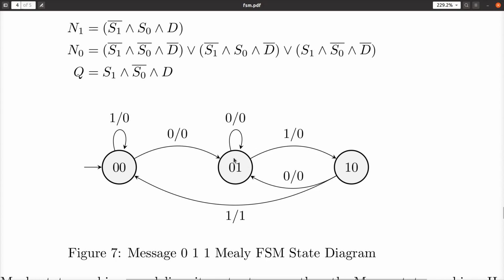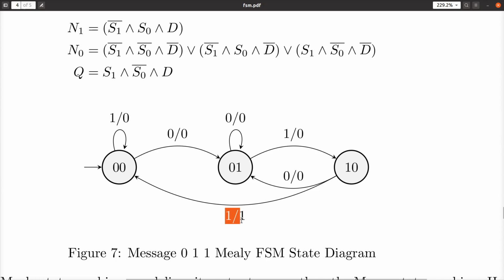If I've seen a 0 and all of a sudden I start seeing a 1, I say, aha, the next state should be 2 and output a 0, because I haven't yet seen the whole message. What have I seen so far? I've seen a 0 and I've seen a 1. Well, if I'm in state 2 and I see a 1, I know I'm about to see that whole message.